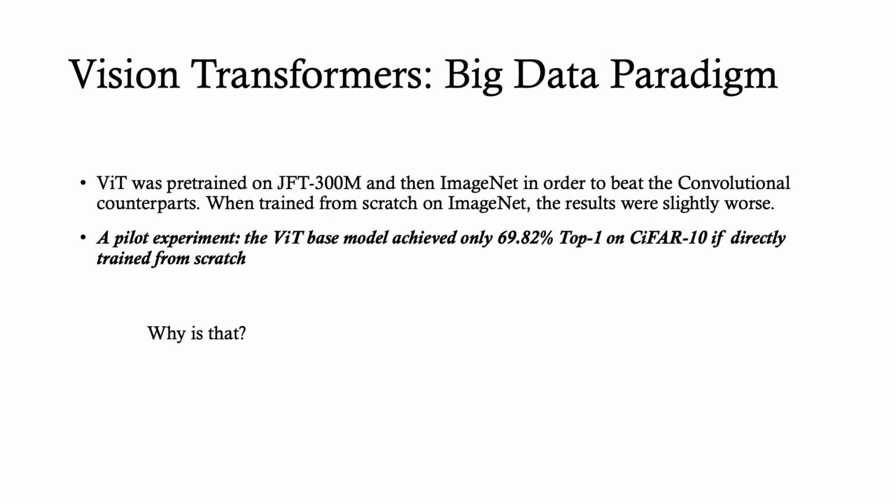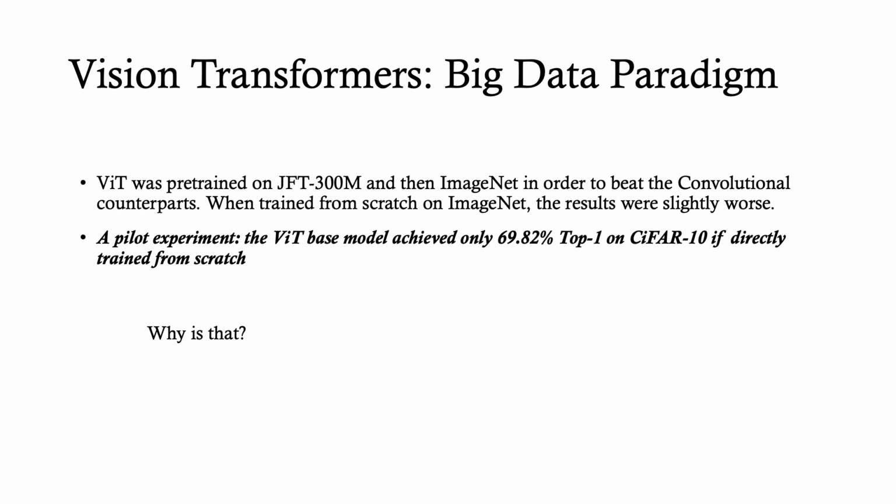After looking at the overall design of the vision transformers, let us briefly inspect the big data paradigm associated with the vision transformers and other types of transformers. Vision transformers have achieved really great performance on large datasets like ImageNet, but they were pre-trained on the JFT-300M dataset and then fine-tuned on ImageNet in order to beat the convolutional counterparts. In the original paper, when trained from scratch on ImageNet, the results were slightly worse compared to the convolutional counterparts.